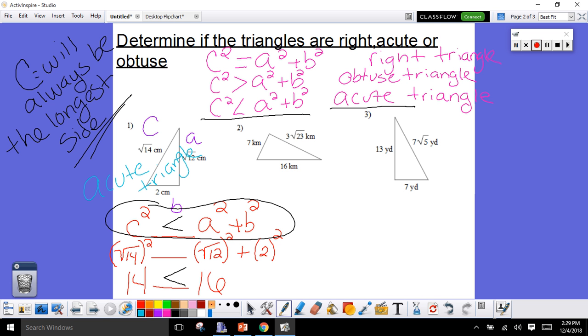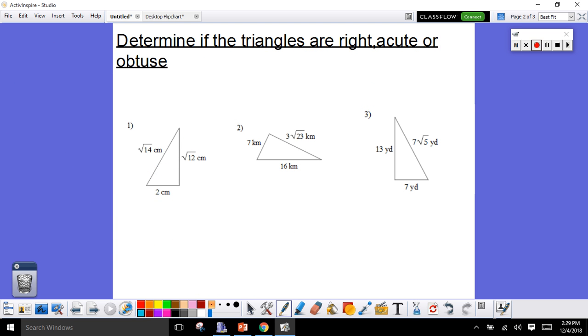Okay, let's try to do this again. Make sure that you write your formulas because I'm going to be erasing all of this. So let's delete our formulas and we're going to go ahead and start with number 2.